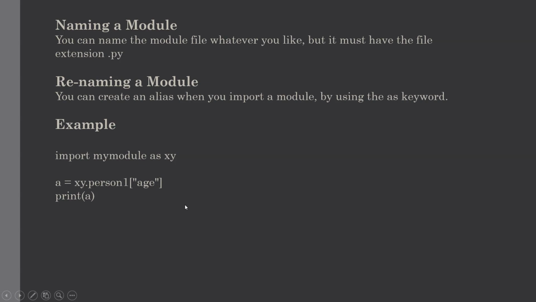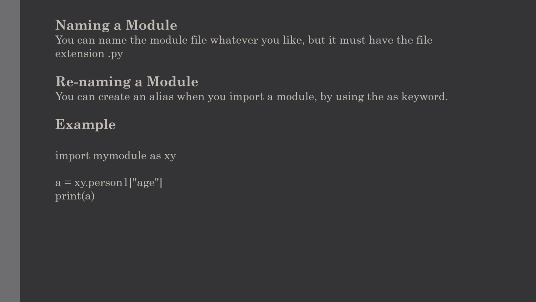Our next topic is naming the module. We can use any name for our module, but the condition is we must use the file extension .py. The next one is renaming a module. For renaming a module, we can create an alias when we import a module by using the as keyword. In this example, we have imported mymodule as xy. So we have used the xy alias for mymodule. When we use the module, we use the alias instead of the module name.